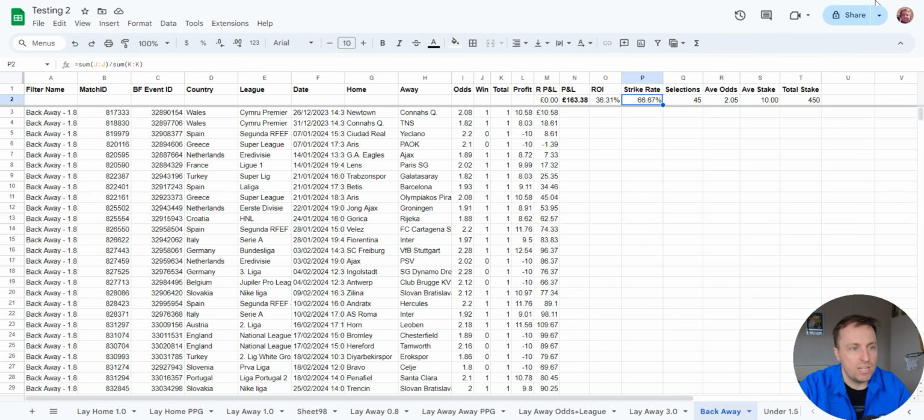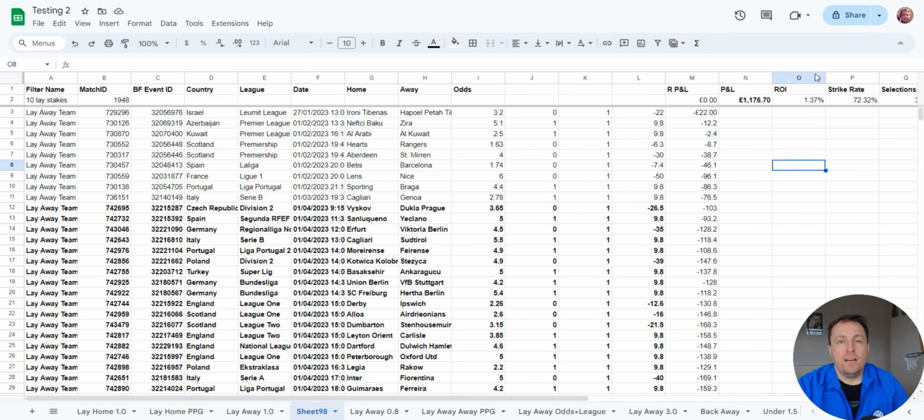Let's get back to the original sheet. Now, I worked out the odds range that works best is 3.7 to 5.5. Okay, so what I'm going to do here is I'm just going to remove the low end and the high end of the odds range. I always feel like when you've got enough data to analyze, you should do this. You should take out the bottom end that doesn't work and the top end that doesn't work. Now, you might go, well, Martin, all the odds work.